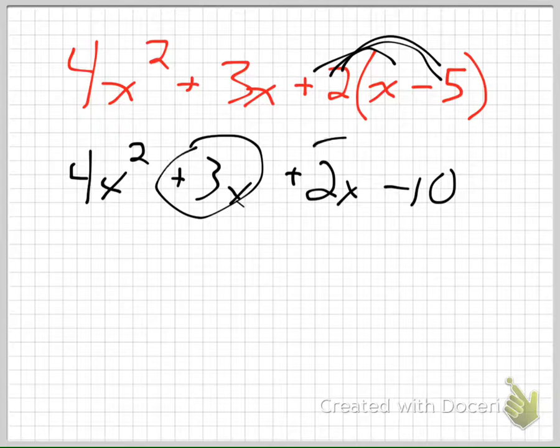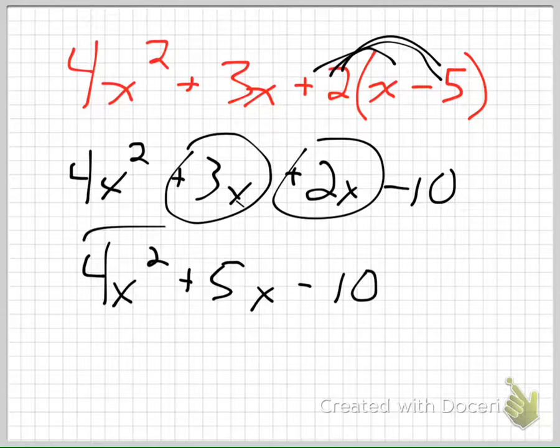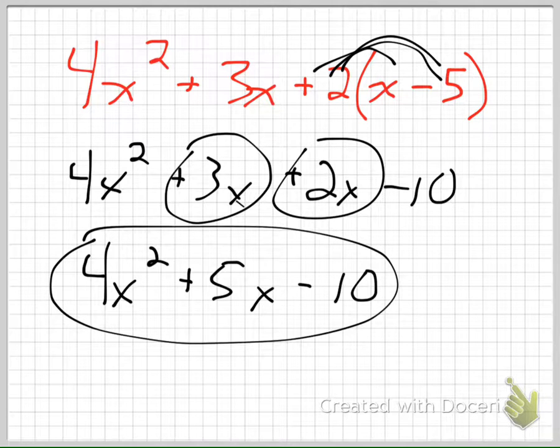So can I combine the 3x and the 2x? Okay, so 3x plus 2x is 5x. So 4x squared plus 5x minus 10. Is there anything else I can combine? How many of you got that? Excellent. Okay, good deal. Let me give you the hardest one. Okay, here, I'll give you one more that's kind of weird.